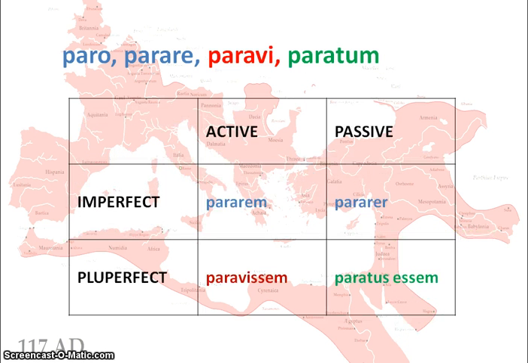So if we have a quick look back to our table, we see that the first two principal parts are used to form the imperfect subjunctive. Really, it's the second principal part, the infinitive. And in the pluperfect for the active, it's the third principal part, and the pluperfect passive subjunctive uses the fourth principal part, the supine.